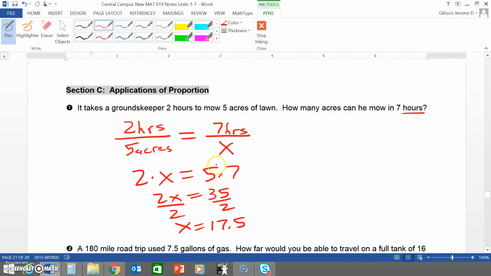Now it'll be 17.5 acres per hour. Now, I made a slight little error, it should just be 17.5 acres. Because remember, you already have the 7 hours. So it'd be 17.5 acres that could be mowed in 7 hours.